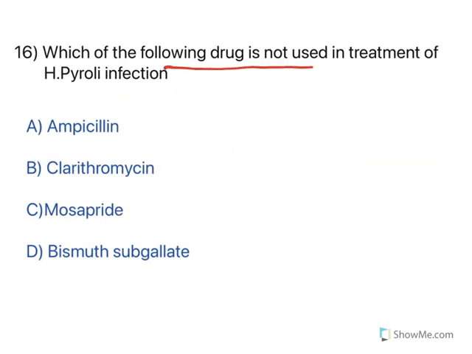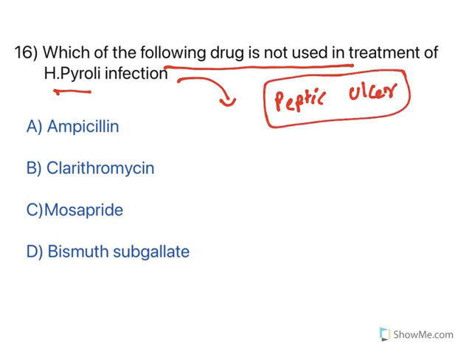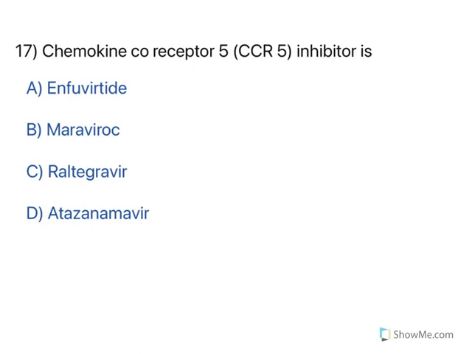Next one. Which of the following drugs is not used in the treatment of Helicobacter pylori infection? See, Helicobacter pylori infection prominently causes peptic ulcers. So in order to treat this, you will be using drugs like ampicillin, clarithromycin. Yes, antibiotics are used. Bismuth subgallate is also used because it forms a protective layer over this ulcer and it removes the toxins. Only leftover one is mosapride, which is not used. It is a prokinetic agent, a 5-HT4 agonist. It increases GI motility. So this cannot be used to treat Helicobacter pylori infection. So option C, mosapride, is the right answer. Going to the next one.